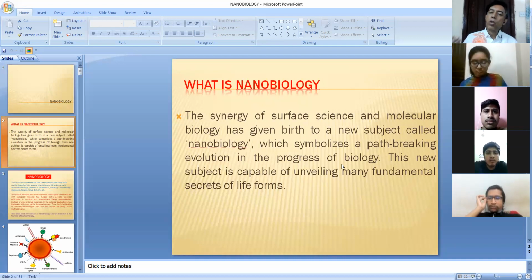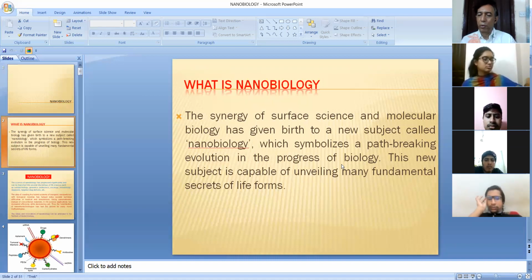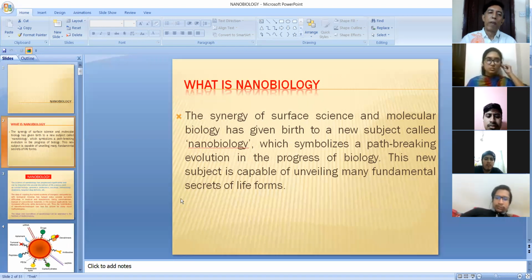So this nanobiology actually creates a new field to the biology as well as nanoscience. So this new subject is capable of unveiling many fundamental secrets of life forms.